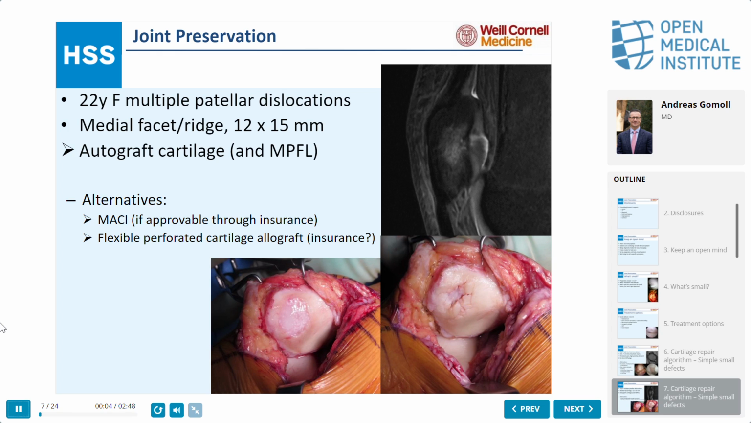There's another patient. You've heard a lot about patella dislocations by Sabrina. There's a 22-year-old, multiple dislocations. She has this typical medial patella facet cartilage defect that you can see here is some edema, maybe a small little cyst here. This is what that looked like. In the US, we have ACI or MACI. That's usually what I would do for something that size.